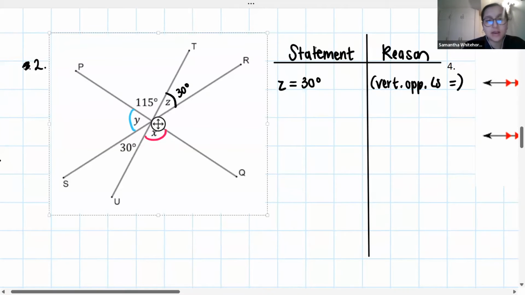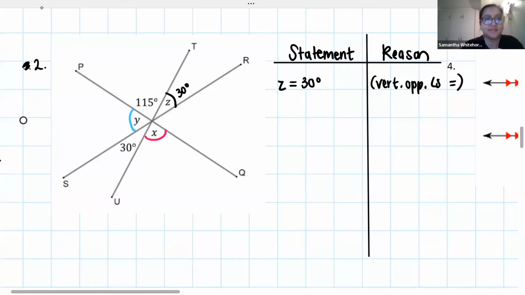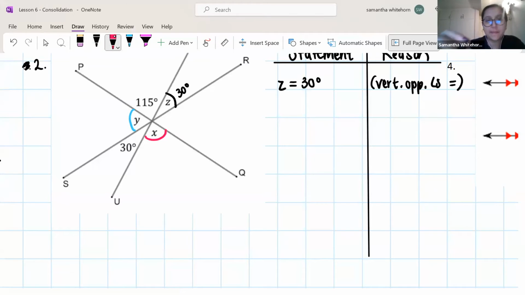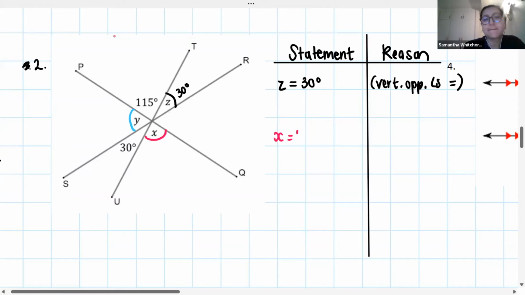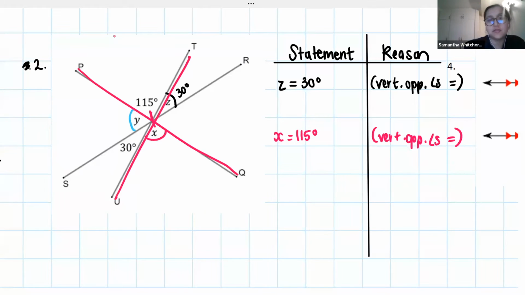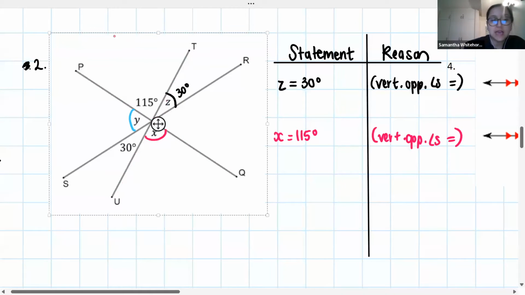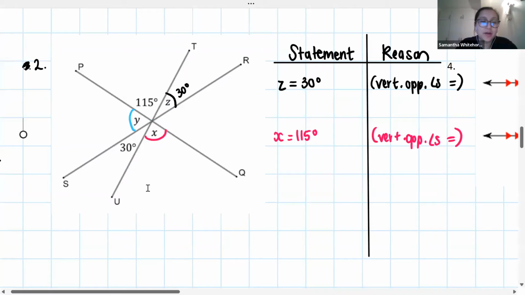Okay, Chantal, you're the only one with your hand up, so you want to do the others for me? Ma'am, also X. Okay. X is equal to 115 degrees. And your reason? It's also vertex opposite angles. Good. So again, guys, here's your cross shape, PQ and UT. X and 115 are vertically opposite to each other. Have you got Y as well, Chantal? No, ma'am, I don't have Y yet. Okay, cool, no problem. Well done for X and Z. Thank you very much.